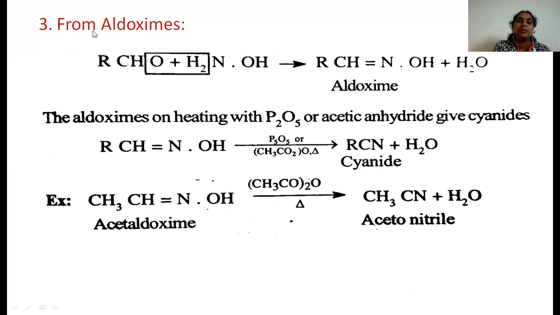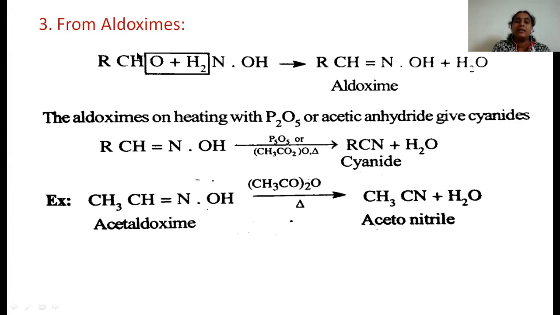And coming to the third preparation, from aldoxime: an aldehyde, R-CH=O, reacts with hydroxylamine. When it reacts with hydroxylamine, from the NH2 and from the carbonyl group, oxygen is eliminated as water and forms the aldoxime. Here also the nitrogen, which has a lone pair of electrons, donates its electrons to the carbonyl carbon.